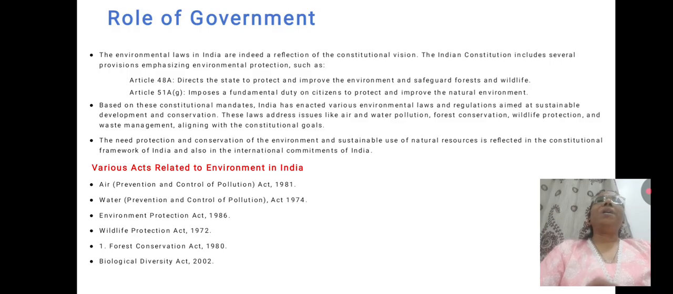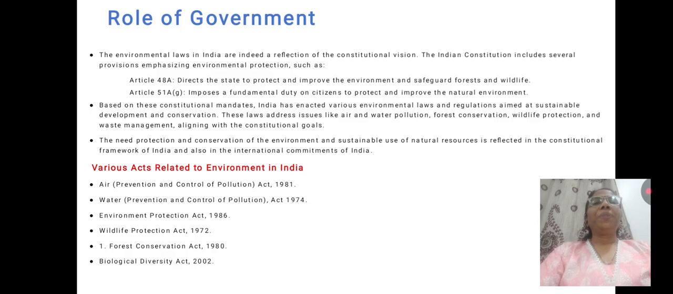natural environment. Based on these constitutional mandates, India has enacted various environmental laws and regulations aimed at sustainable development and conservation. These laws address issues like air and water pollution, forest conservation, wildlife protection, and waste management, aligning with the constitutional goals. The need for protection and conservation of the environment and sustainable use of natural resources is reflected in the constitutional framework of India and also the international commitments of India.